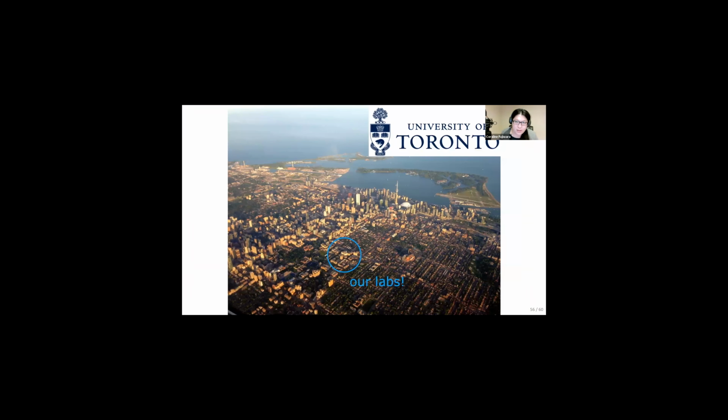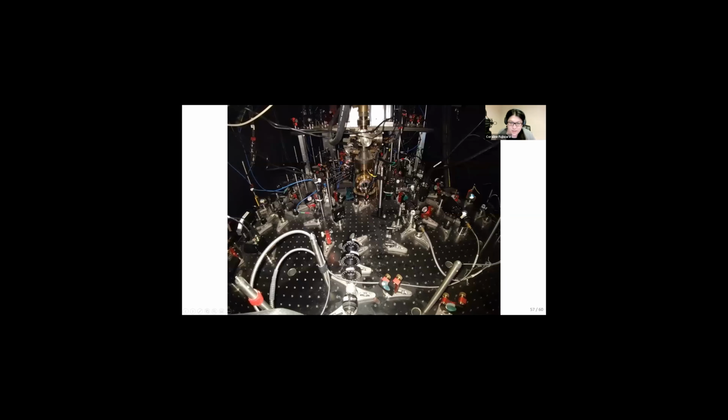So nowadays I'm at the University of Toronto. If you come visit the city, our labs are located around here. And the experiment looks very similar. So here's a giant optical table. The golden colored thing is the stainless steel vacuum chamber where the atoms are trapped and laser cooled. And as is similar, there's a ton of optics and mirrors.